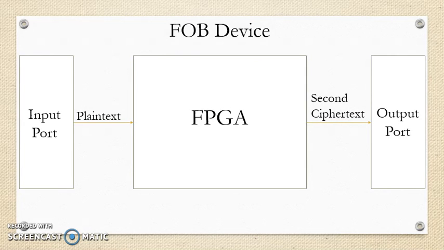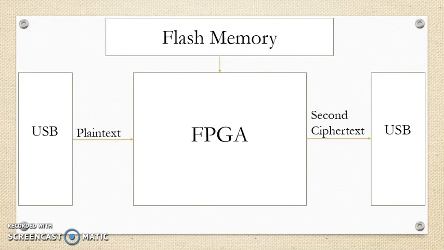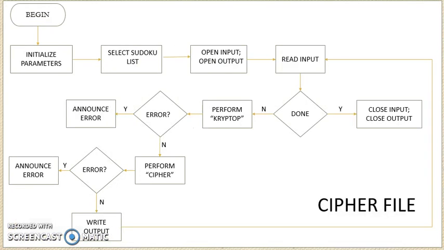Another apparatus in a FOB configuration includes an input port, an FPGA coupled with the input port, and an output port coupled with the FPGA. These three elements are configured as a FOB device. Plaintext is received at an input port, the FPGA performs the task of encrypting this plaintext, and the corresponding second ciphertext is transmitted to the output port. A cipher device can also be configured to have input and output ports as a USB port and a memory device coupled with the FPGA. Now, let us look at a flowchart explaining the ciphering scheme.